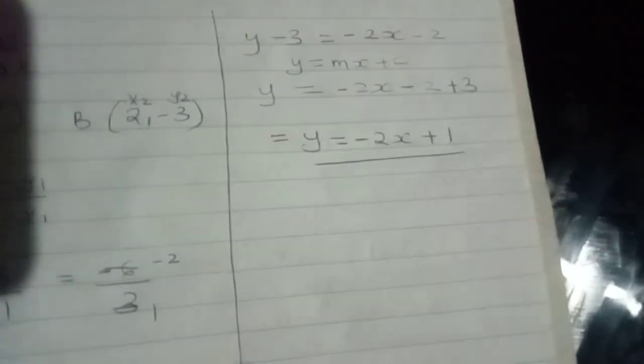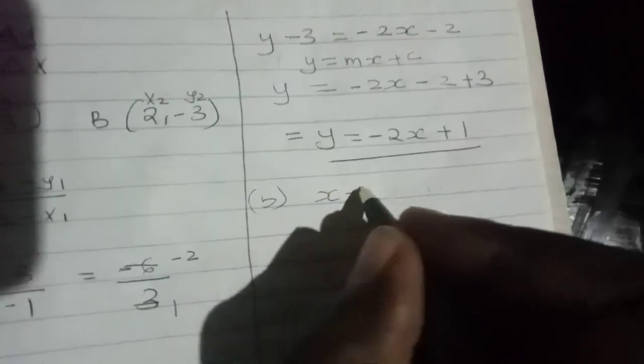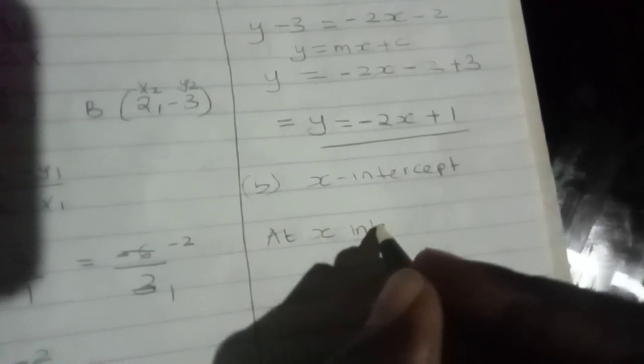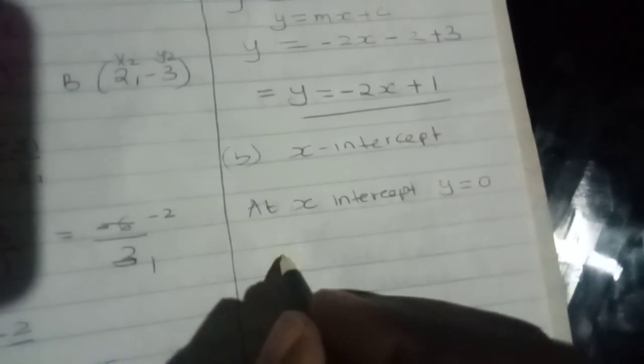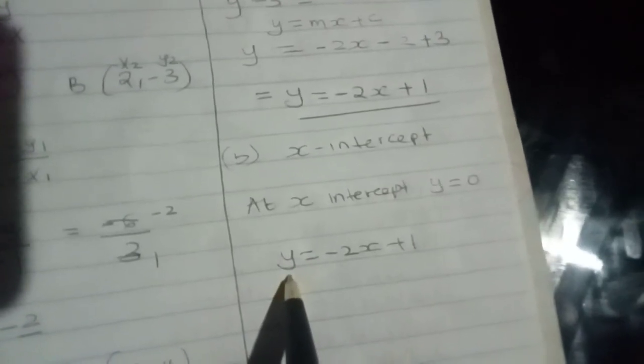And part B of the question was find the x-intercept. So we know that at x-intercept, y is equal to 0. We are going to get the equation, which is y is equal to negative 2x plus 1. So at x-intercept, y is equal to 0. So where there is y, we are going to equate it to 0. So that means we are going to have 0 equal to negative 2x plus 1.